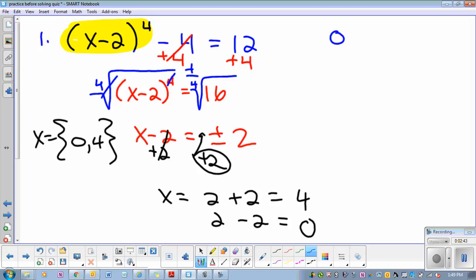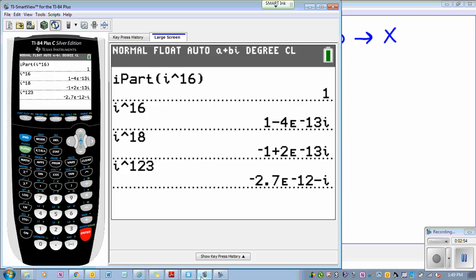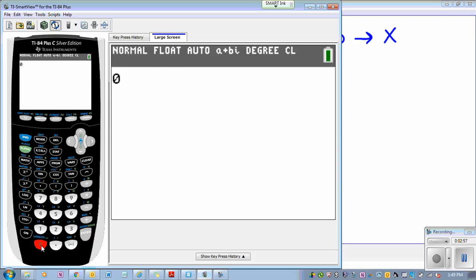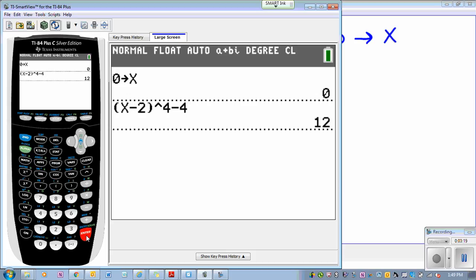So we need to check 0, and we need to check 4. So let's check 0 first. We'll say 0 store for x, right? So let my calculator do 0 store. Store is right above the on. Store it for x. And then I'm going to put in the whole left side, my equation. So x minus 2 in parentheses, to the 4th power. And then minus the 4. Equals 12, right?